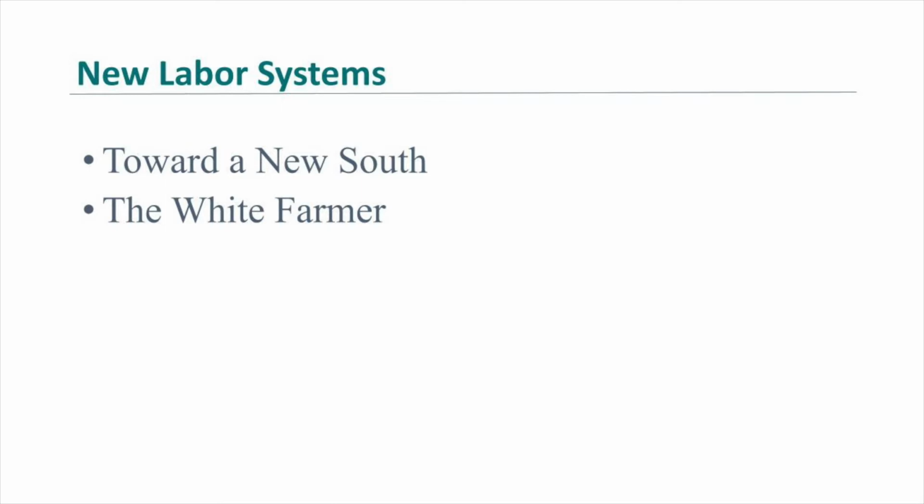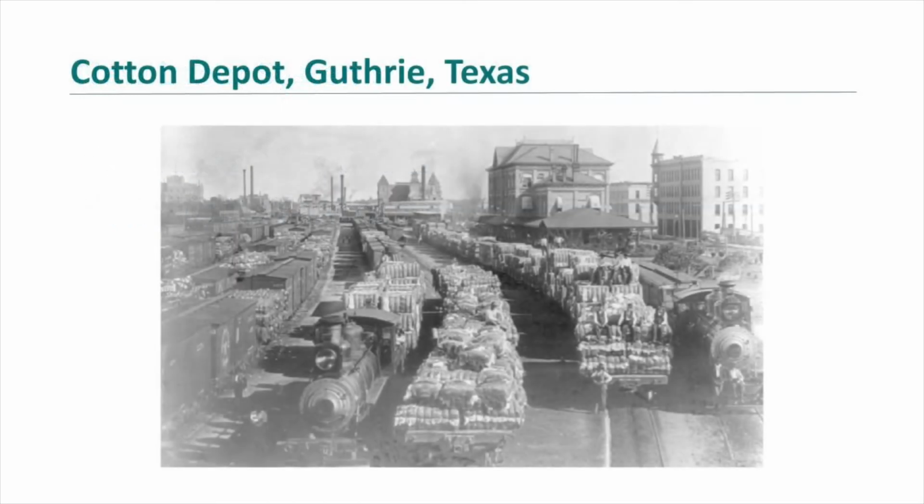Both black and white farmers found themselves caught in sharecropping and crop lien systems. But a far higher percentage of black farmers rented their land. However, every census from 1880 to 1940 counted more white than black sharecroppers. Here's a picture of the Cotton Depot in Guthrie, Texas. Bales of cotton have been loaded onto trains for shipment. After the Civil War, more and more white farmers began growing cotton to support their families, permanently altering their formerly self-sufficient way of life.